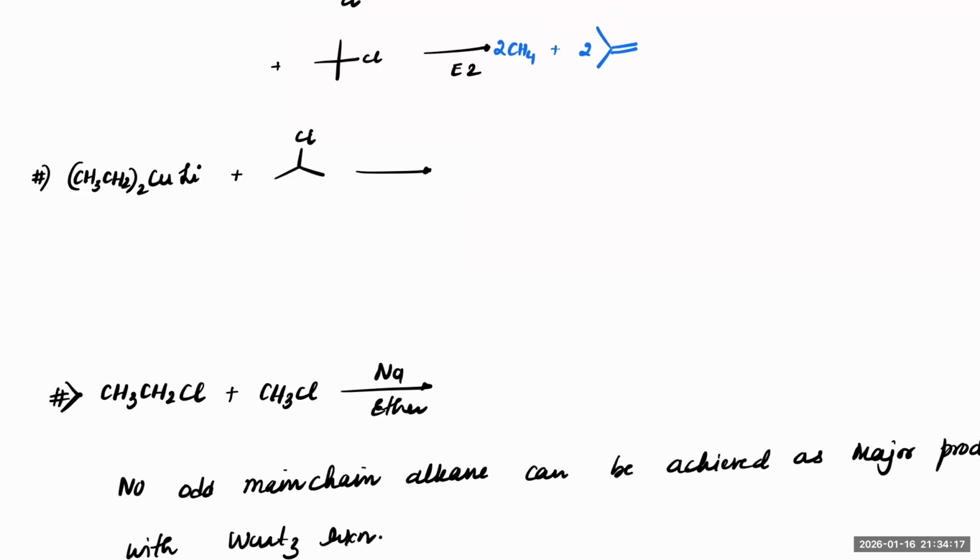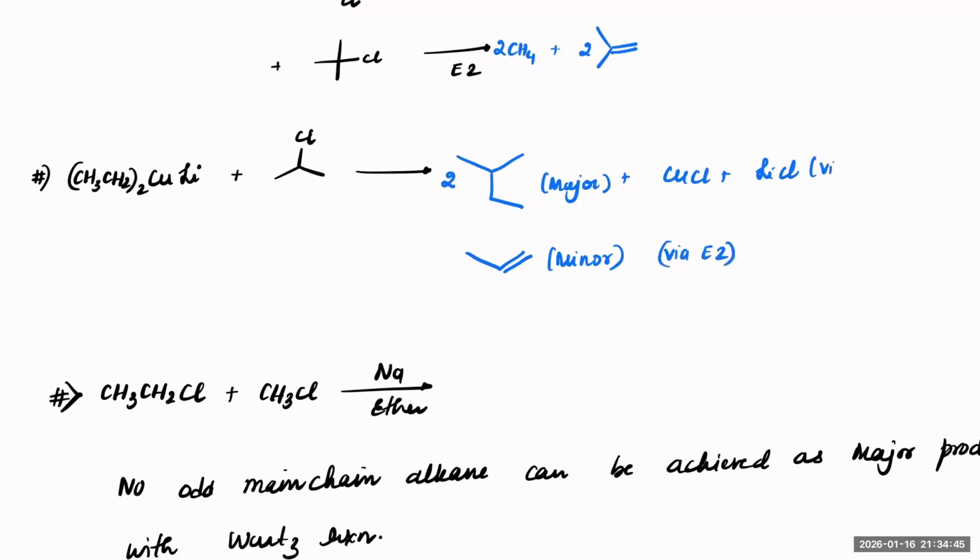Now, when you have a secondary group, you will definitely get this product from here. This ethyl will get connected. 2 moles of that will be the major product, and you will have CuCl plus LiCl. Okay, and you will also end up getting a minor product which is an alkene. This is via the E2 mechanism, and this is via the SN2 mechanism.